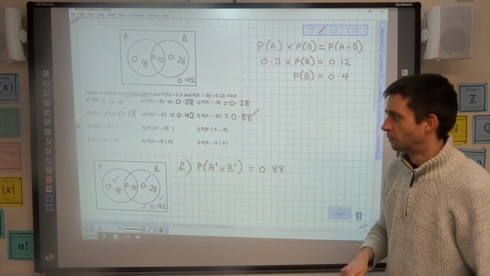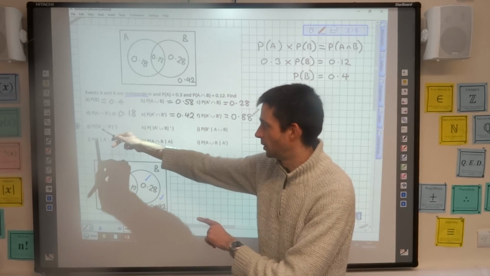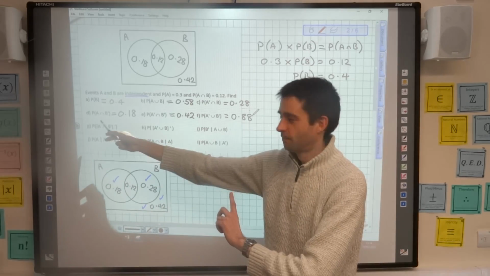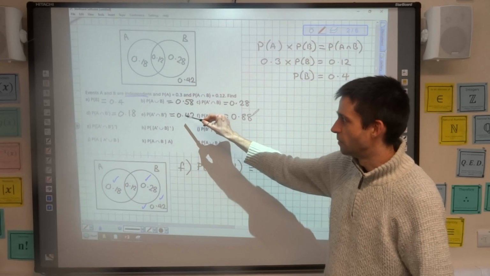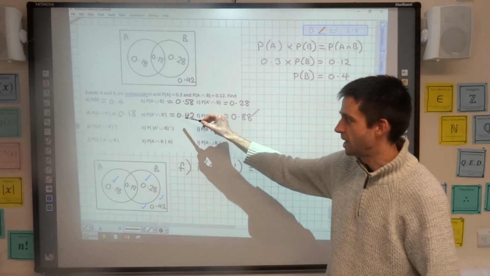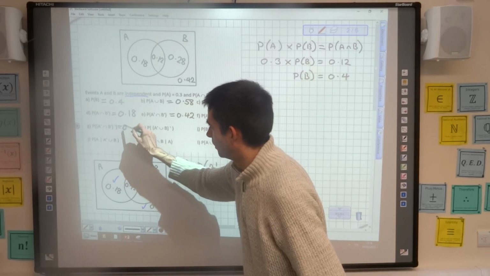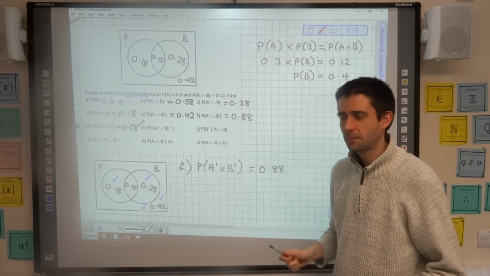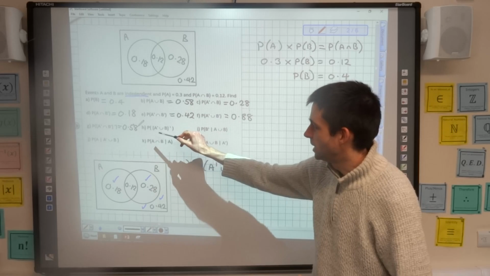Okay, moving on. Right, so this one here, we've got a not going on the outside, so we've got the intersection of not A and not B, but not that. Well, the intersection of not A and not B is the 0.42 that we worked out in part E. So if it's not that, it must just be 1 minus that probability, so 0.58. Similar kind of thing going on here with H.